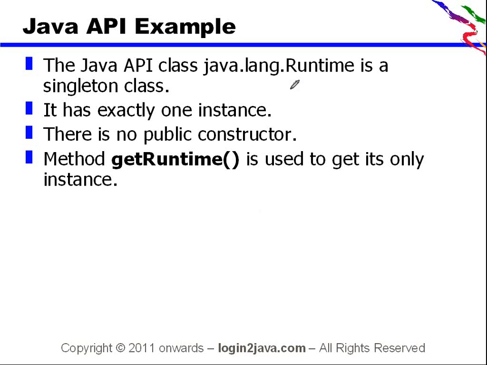So Java API example, as I said, java.lang.Runtime is a singleton class. It has exactly one instance. There is no public constructor of it. You cannot create an instance of Runtime through the new keyword because all the constructors are private. Method getRuntime is used to get its only instance.